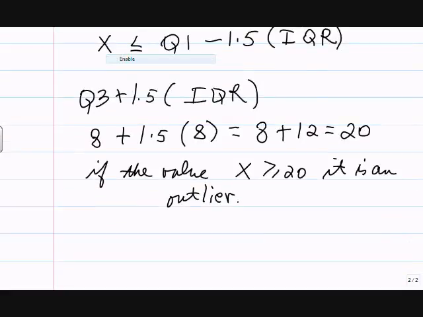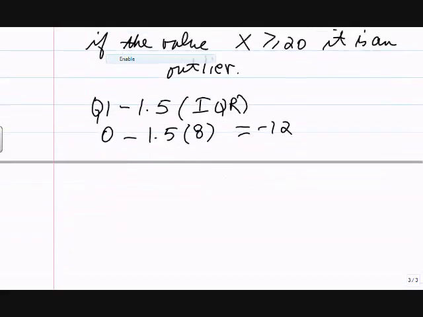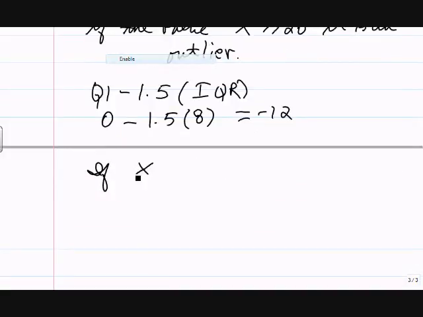Now let me check for the fence on the other side, on the lower end. I take my Q1 and I subtract 1.5 IQRs. My Q1, I think, was 0. I subtract 1.5 times 8. So that is negative 12. So if my value is less than or equal to negative 12, it is an outlier.